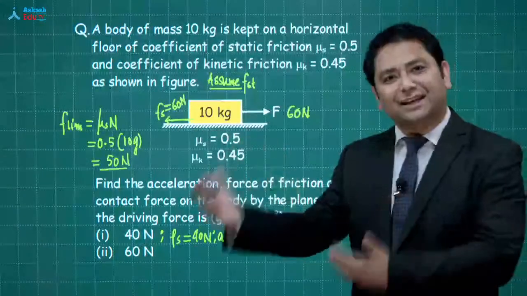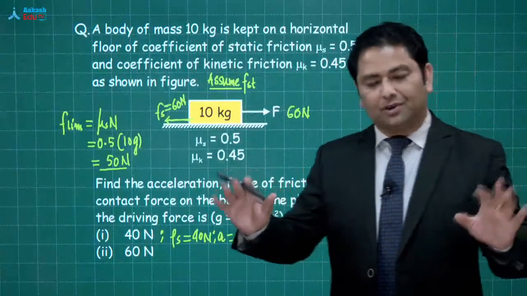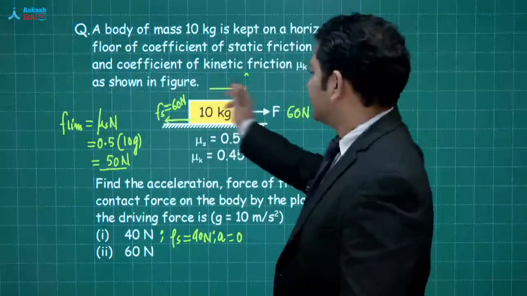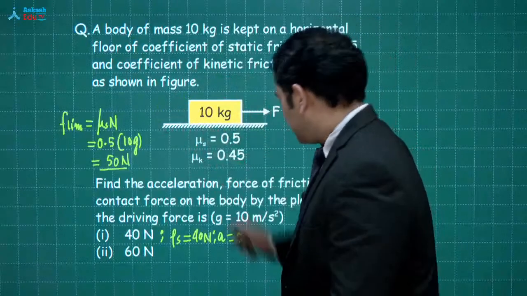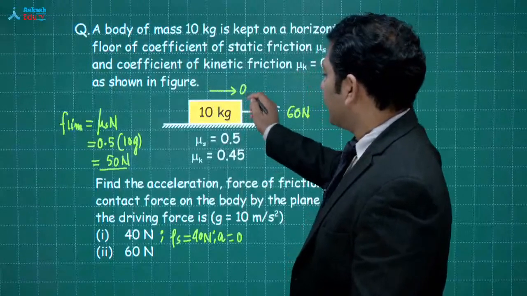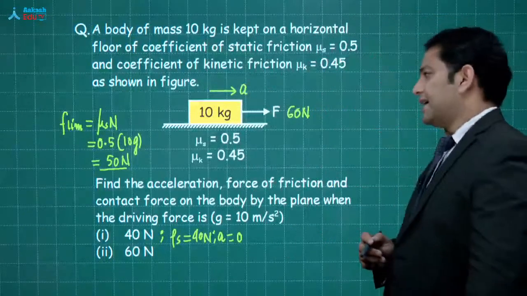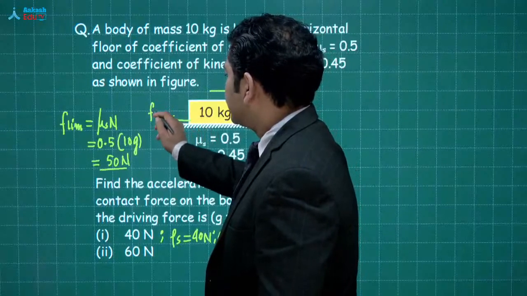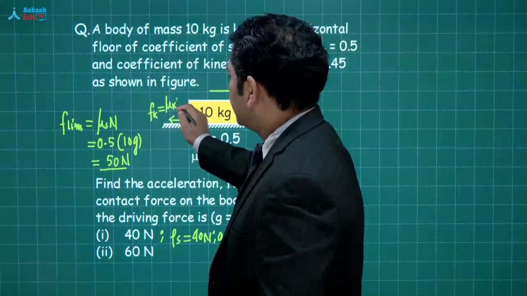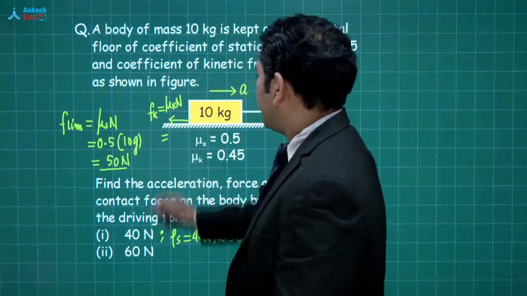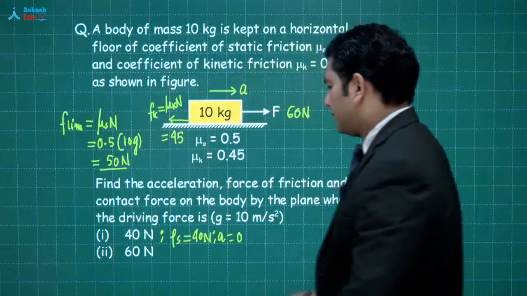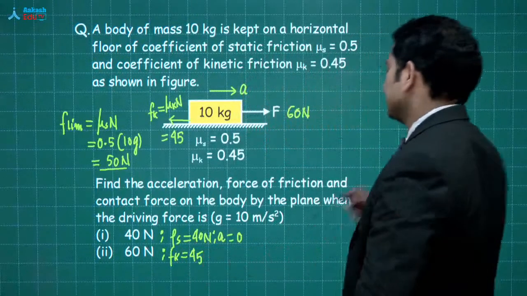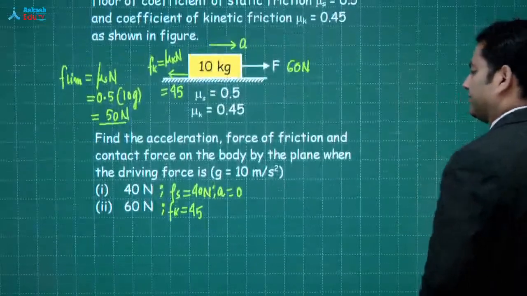What did we assume? We assumed static friction. So what will we do? No problem, we'll redo it. Since I know that it is now moving, one thing we have decided: there will be acceleration. And the second thing, how much will be the friction? Now I know that the friction acting will be kinetic friction. And how much is the kinetic friction? Mu k times N, and that value will be 45. So one thing we have found out is that the value of friction is kinetic, which is equal to 45. That's great.